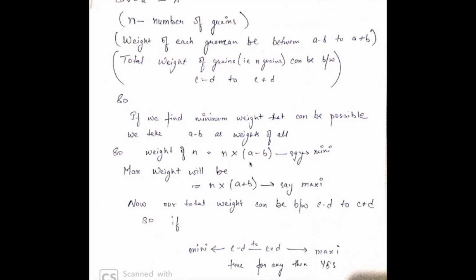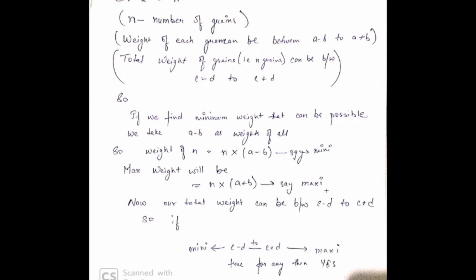So it will act as our lower bound of the range. If we multiply N into A minus B, this will be called, say, mini, and we cannot produce less weight than this. For our upper bound, what can be the maximum weight we can produce? To know that, we will multiply N with A plus B, as A plus B is the maximum weight of a single grain. So if we take the maximum weight for all N grains, we will have this much weight, say maxi. It will be the maximum weight which can be produced.